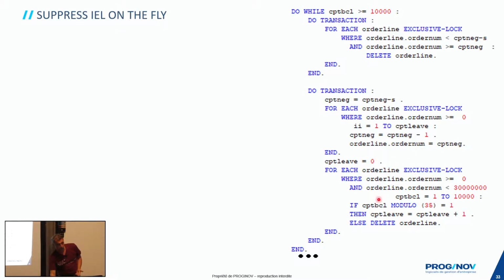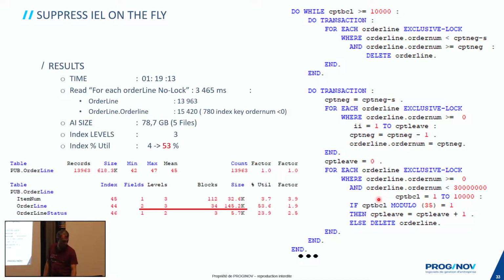And I finish by deleting all the records except 1 to 45 to the next loop. By doing this, it took 1 hour 20 minutes, and the goal is this one. I'm in multi-user mode, and the read on order line is something like 3.5 sec. And the read on order line and in the index order line are not similar, but it's more normal. It's not 100 million reads on the index.